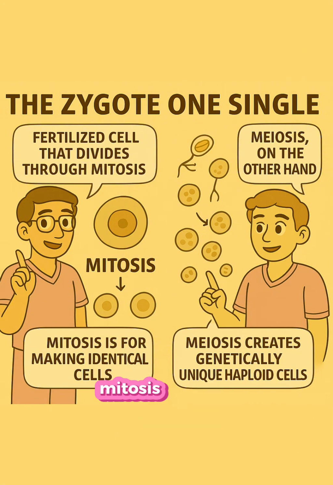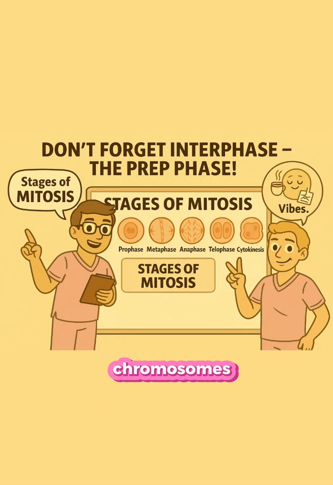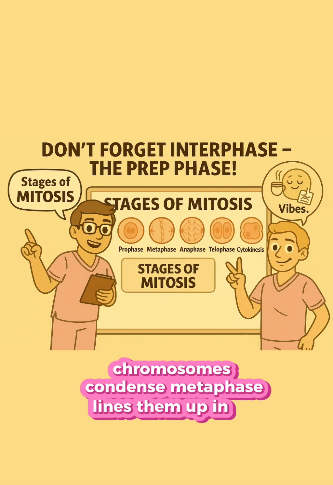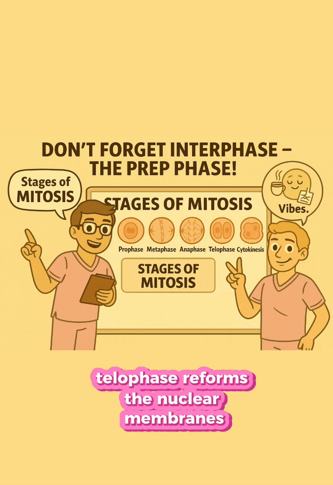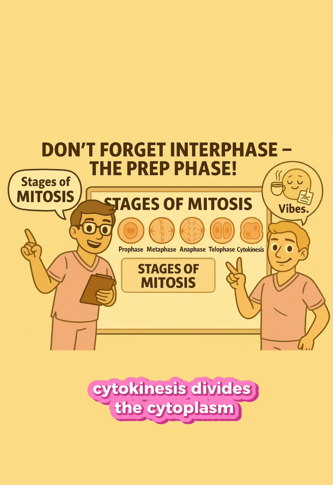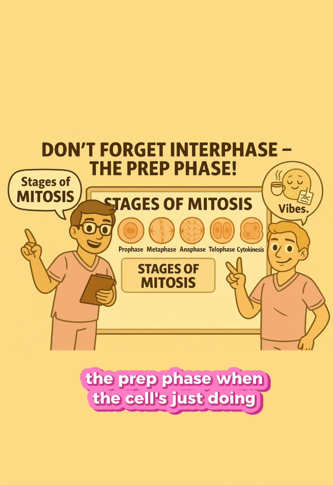Exactly. Mitosis is routine maintenance. Meiosis is like genetic roulette. Stages of mitosis: in prophase, chromosomes condense, metaphase lines them up in the middle, anaphase pulls chromatids apart, telophase reforms the nuclear membranes, cytokinesis divides the cytoplasm. And don't forget interphase, the prep phase when the cell's just doing its job.